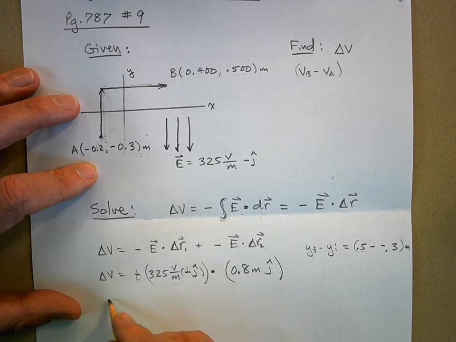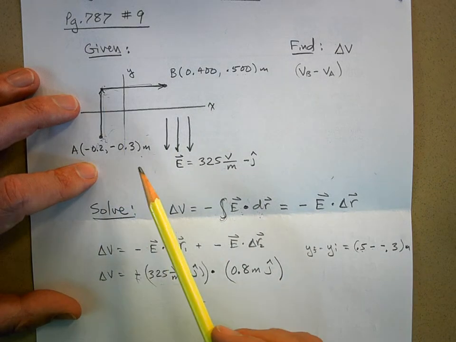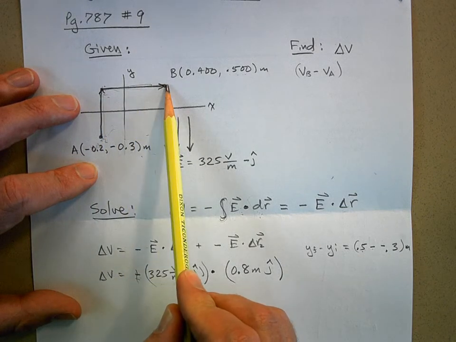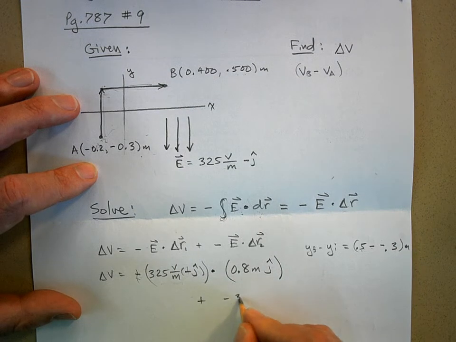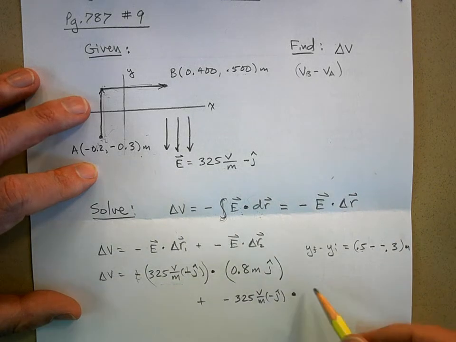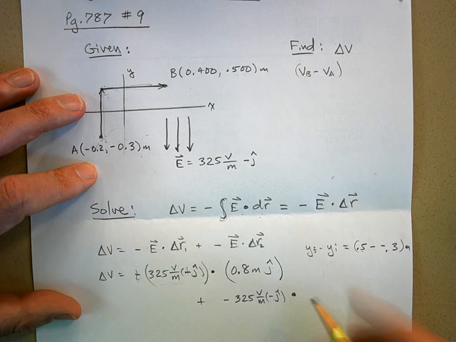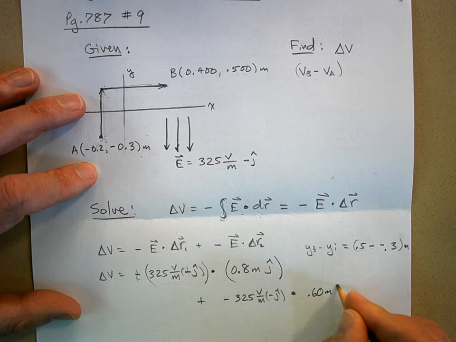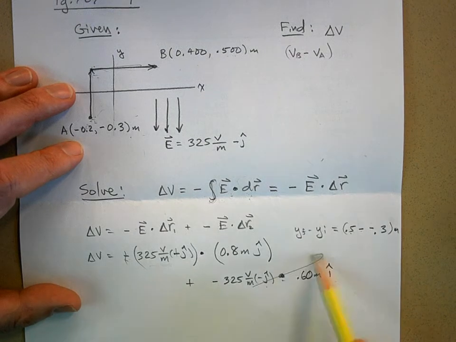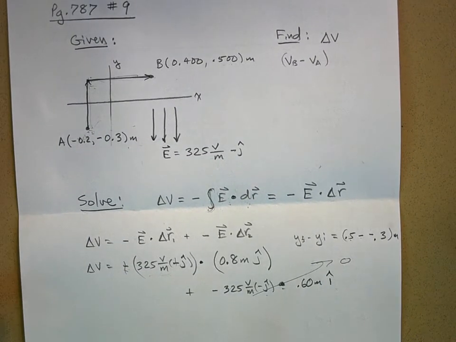For our first part, let's go ahead and add the second one, since it's going to go away. Do you realize it's going to go away? We're not changing our voltage when we move across from here to here, and I'll show you why. It's negative 325 volts per meter in the negative j hat direction, dotted with delta x. What is delta x here? It's 0.4 minus negative 0.2, so that's 0.6 meters, but that's in the i hat direction, isn't it? And what do you get when you go j dot i? You get 0. That's the mathy way of looking at it, which is just fine. But look at it in a physicsy way.